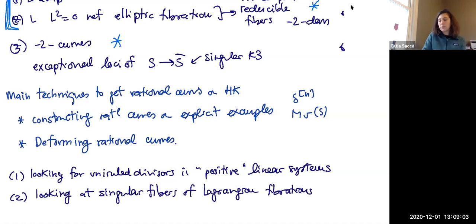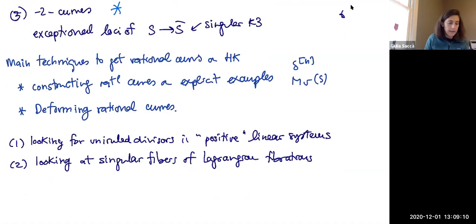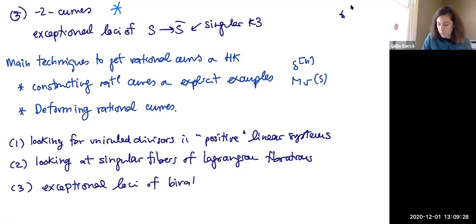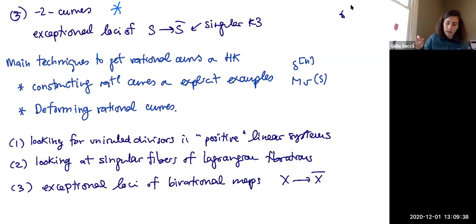And the group scheme action that I mentioned a couple of times last time is going to be relevant for this part. And the third part, the analog, will look at exceptional loci of birational maps, morphisms from a birational model to a singular variety, okay? Which is what we'll do today mostly.